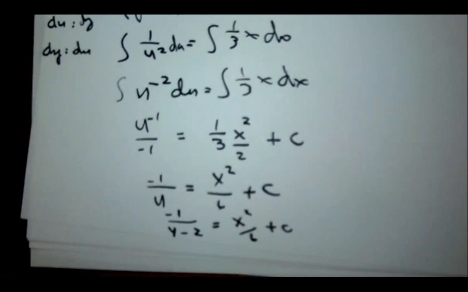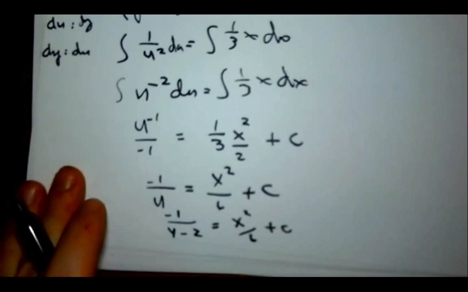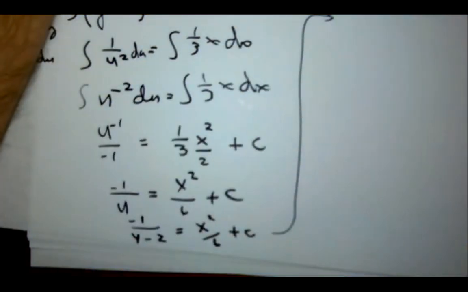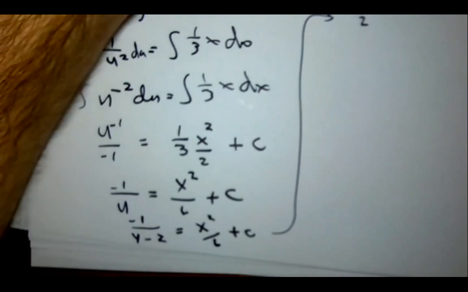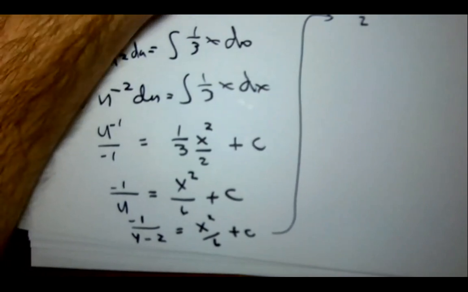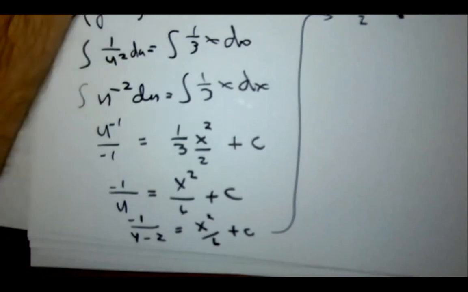Okay, plug in your point. Your point was 0, 1. So if you plug in your point, it's going to be 0 for y. So that's negative 1 over negative 2. So that's a half is equal to 1/6 plus c.